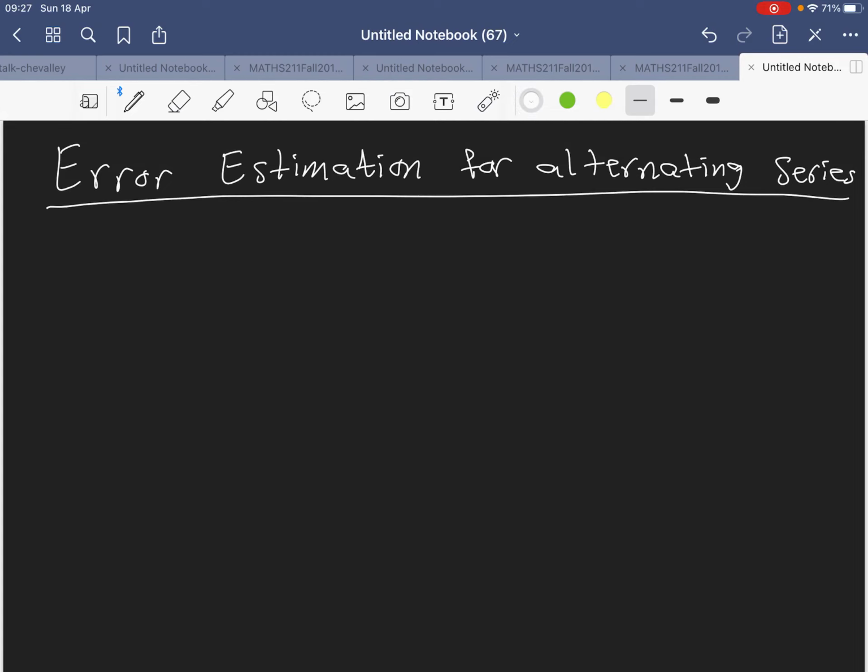Welcome back, student, to the alternating series and the alternating series test. Today we will talk about the error estimation for the alternating series.